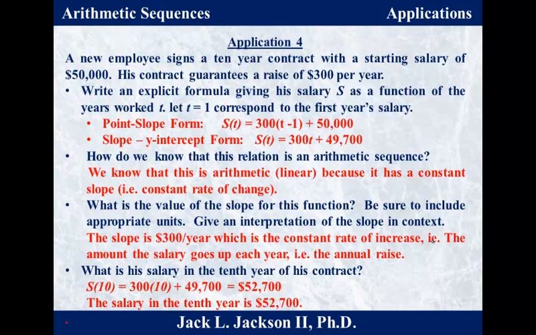Or if we just distribute and combine like terms there, or just go backwards 1 in our table to a 0th term, we could put it in the slope y-intercept form of s of t equals 300t plus 49,700. So either one of those would be a good way to look at it. The fact that it's linear or arithmetic is because it has a constant slope, in other words, a constant rate of change. In other words, every year we're adding 300 to the salary, so that makes it arithmetic.